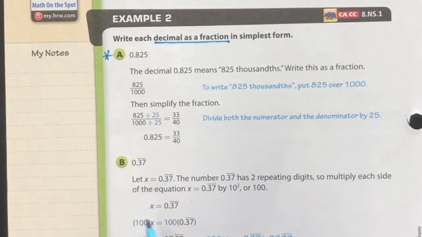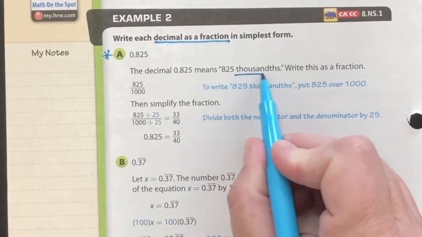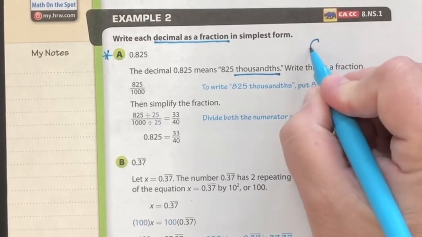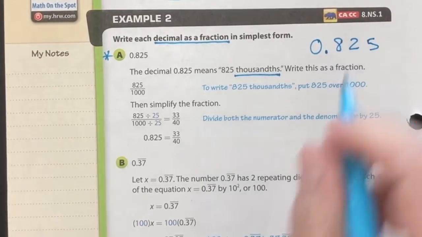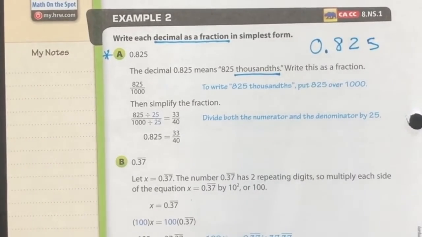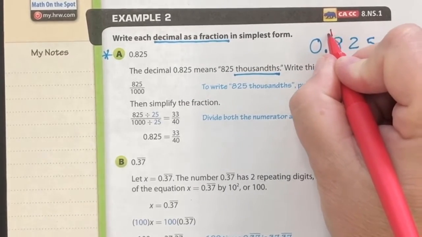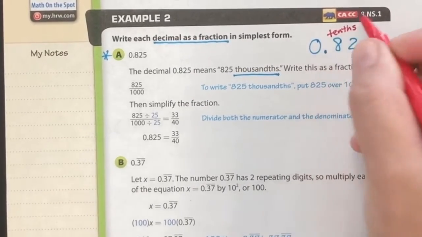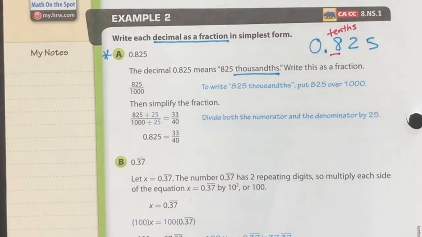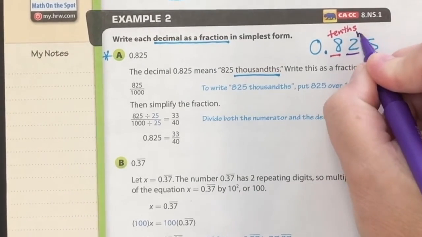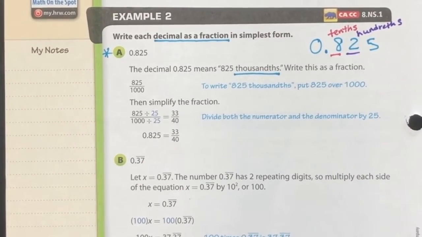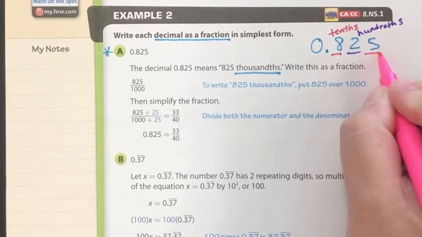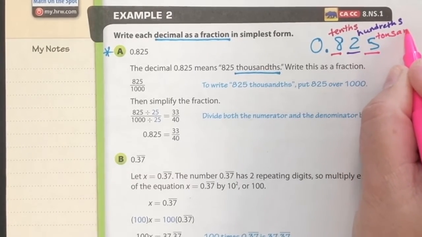So when we're looking at this example, we want to see that it is 825 thousandths. When we convert a decimal to a fraction, we want to think about the place values of those digits. Just a reminder, like a what's my place, what's my value, like Miss Seaton used to teach: the 8 is in the tenths place, the 2 is in the hundredths place, and the 5 is in the thousandths place. So we say that as 825 thousandths.